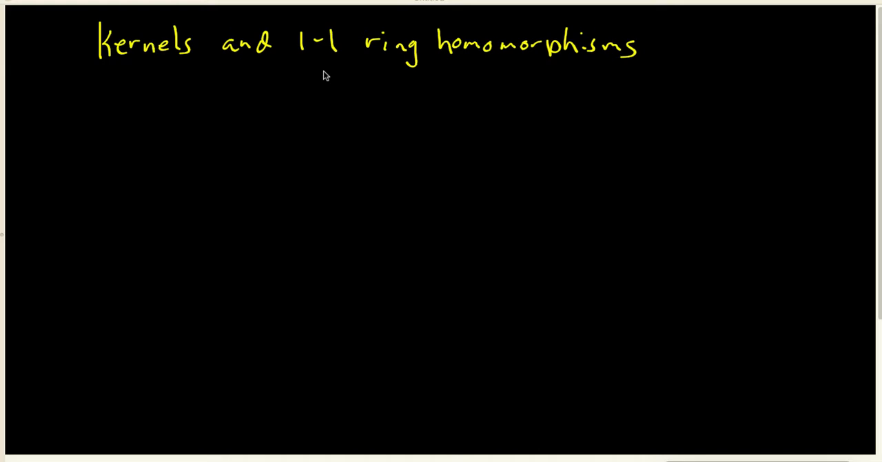In this video, we're going to be looking at kernels and one-to-one ring homomorphisms. So to get started, we're going to let phi be a ring homomorphism from R to S.